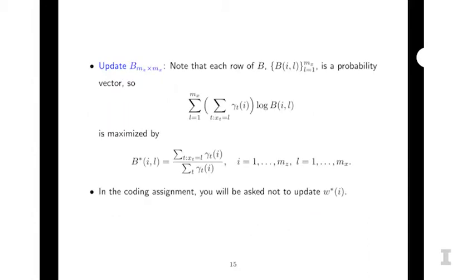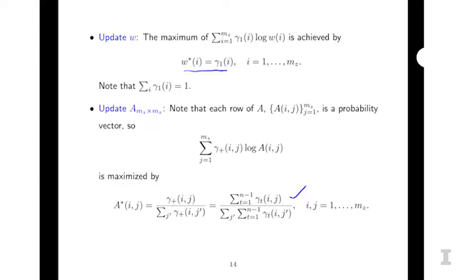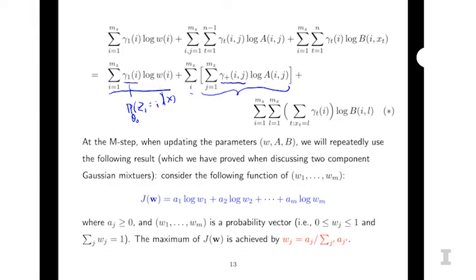And the last step is to update B, the emission probability matrix. Again, remember each row of B is a probability vector. It denotes a distribution, given the current latent state is i, what is the distribution over the m_x different x values? Now, if we go back to look at the expression involving B, for any given i, what's relevant is this summation inside the bracket, and we can use our result again, and we know that we need to set our b_il proportional to this number.